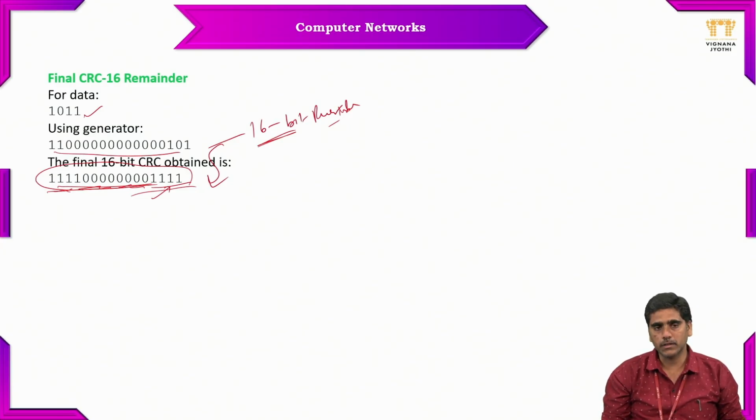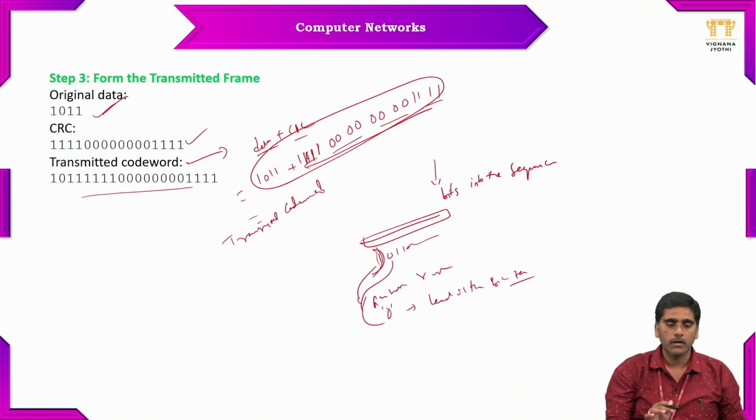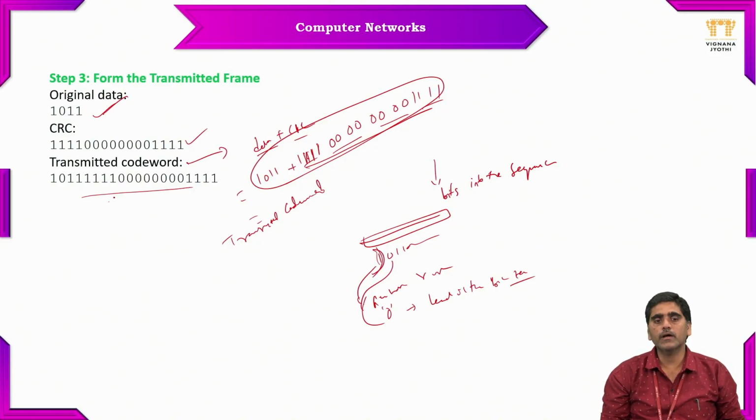Once you obtain the CRC remainder, you can form the transmitted code word. The transmitted code word equals the original data, 1011, plus the obtained CRC remainder. Combine them, and that is the transmitted code word. In this way you can compute error detection codes and techniques: CRC 12, CRC 16, and checksums. Thank you all.